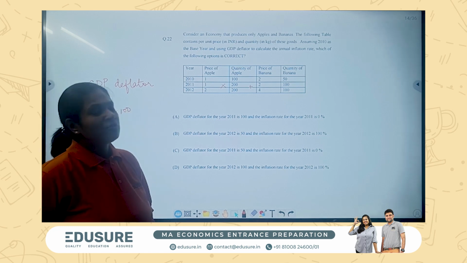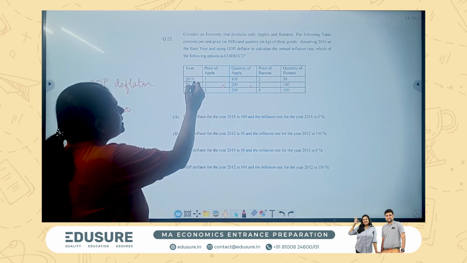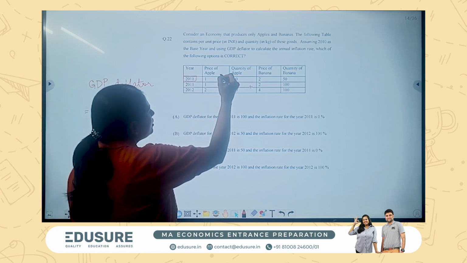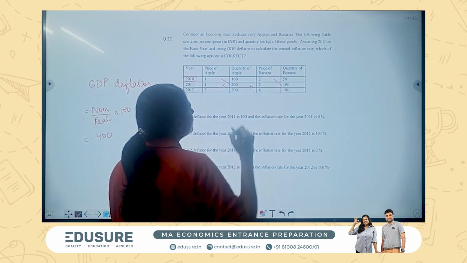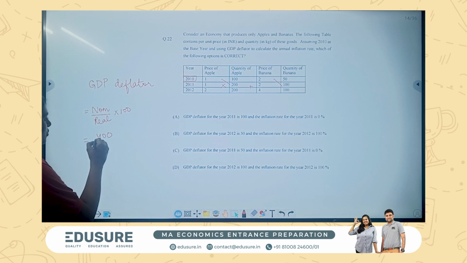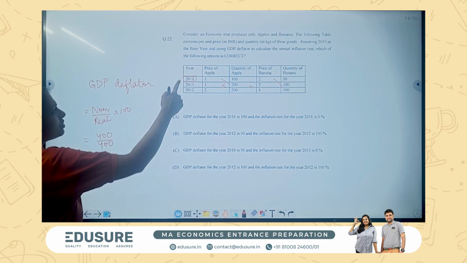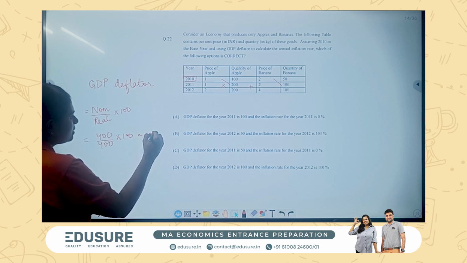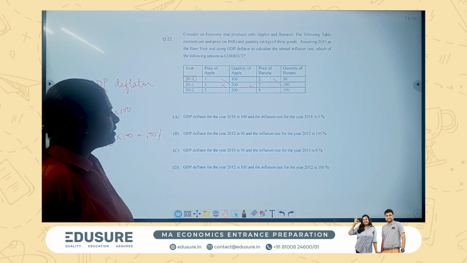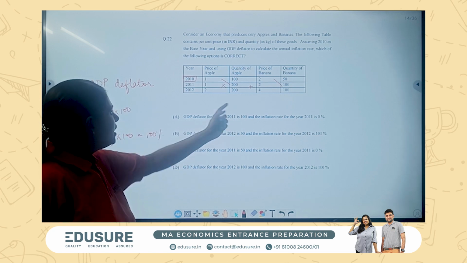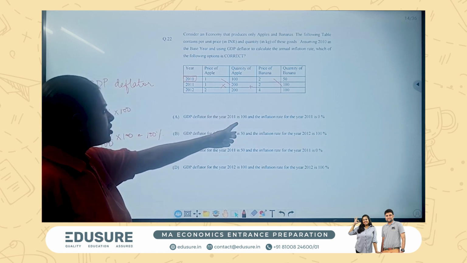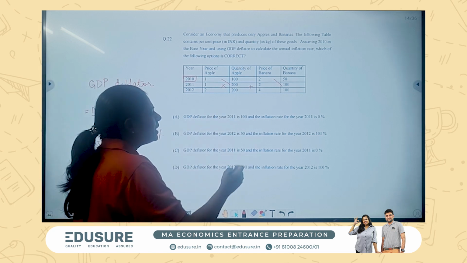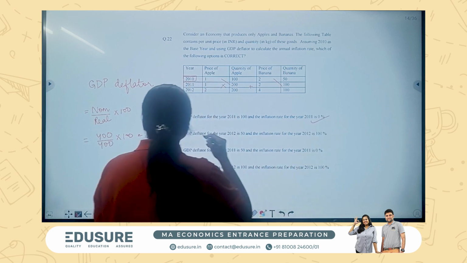Now what's the real GDP for 2011? Taking 2010 as the base, it's going to be 200 into 1 plus 100 into 2. That's again 400. So both the real and the nominal GDPs are the same because there has been no increase in prices. So the deflator is 100%, and there is no inflation. The GDP deflator for 2011 is going to be the same as the deflator for 2010, which is 100. The base year is always 100. And the inflation rate is 0%. So the answer is A.